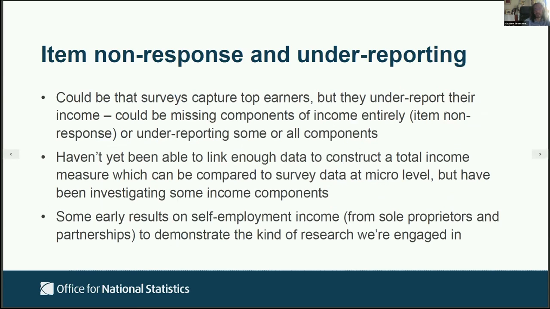And then, of course, there's this idea of item non-response. Perhaps some components of income that are particularly prevalent amongst high earners aren't captured well on the survey, because people aren't responding to those questions, or perhaps there's underreporting across the board for high earners. They just want to rush through the questionnaire, perhaps. So what we want to do here is, for our linked data, compare total income from admin data and survey data. We haven't quite been able to do that yet because we haven't had the data to construct a total income measure in our admin data that we've been able to link to survey data.